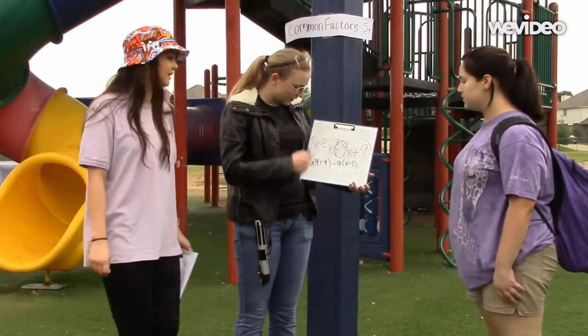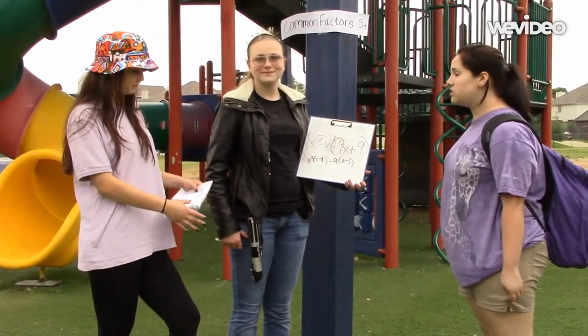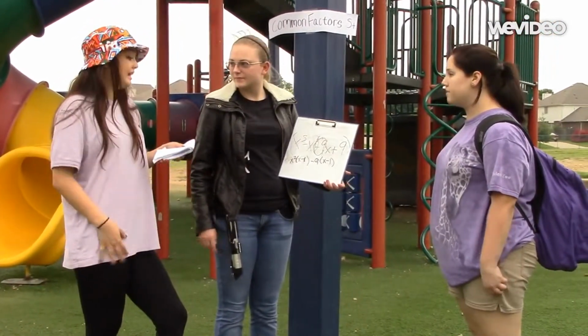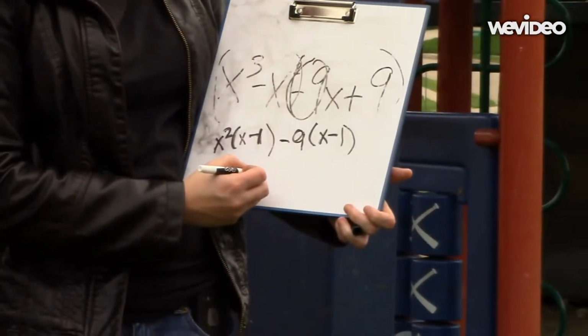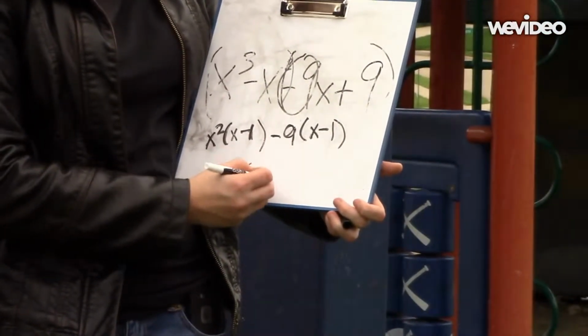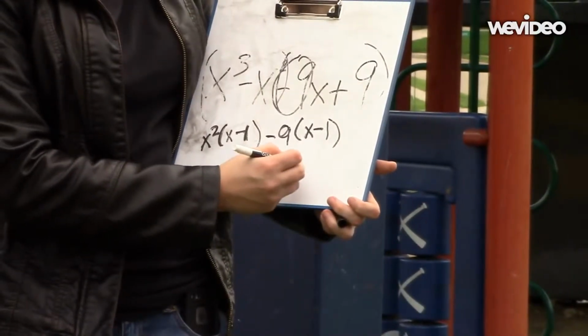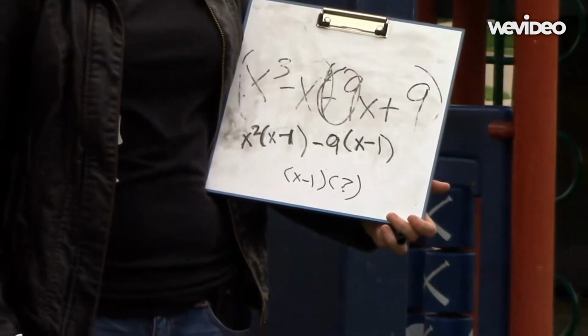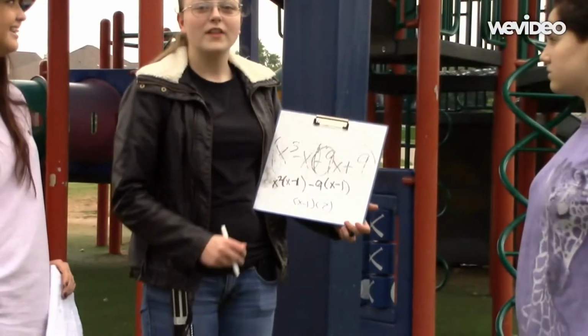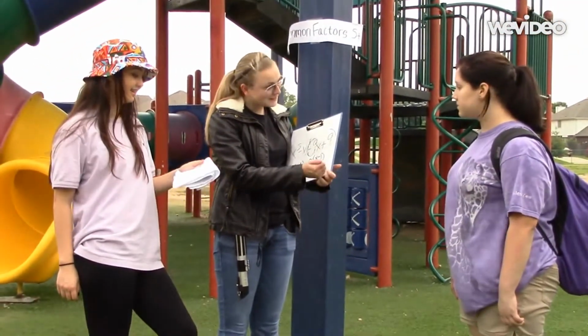Well, the next step is to find the common factors in each group. Do you see the common factors in each group, Amanda? Yeah, in the first group we can pull out x squared, leaving x minus 1. Then in the second group you can factor out negative 9, leaving x minus 1. That's all I can help you with, my friends.